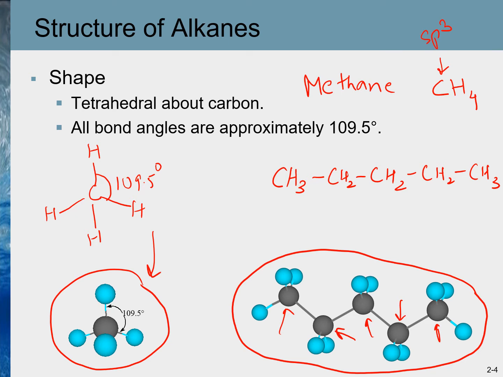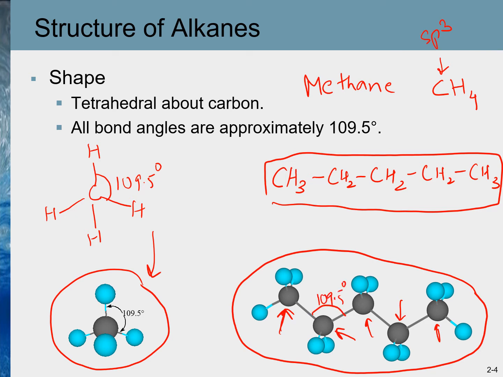And as you can see, each and every carbon in a long chain hydrocarbon such as alkane still has a tetrahedral geometry. Therefore, each and every angle is 109.5 degrees.